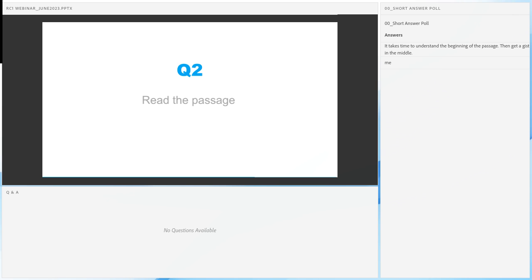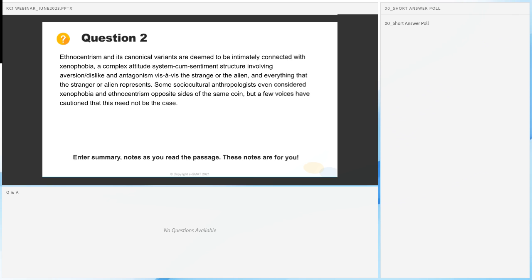Okay, so short answer part. I'll give you about a minute. Again, you guys know you need to put in the passage summary. Here is the passage. I'm going to mute myself and turn in your notes as you read.